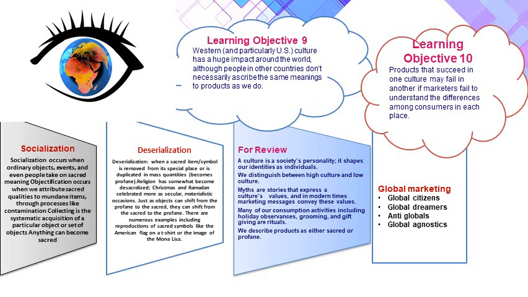Sacralization. Sacralization occurs when ordinary objects, events, and even people take on a second meaning. Objectification occurs when we attribute sacred qualities to mundane items through processes like contamination. Collecting is the systematic acquisition of a particular object or set of objects. Explain sacralization: we can describe some of our own family holiday traditions. How do they affect our behavior as a customer?